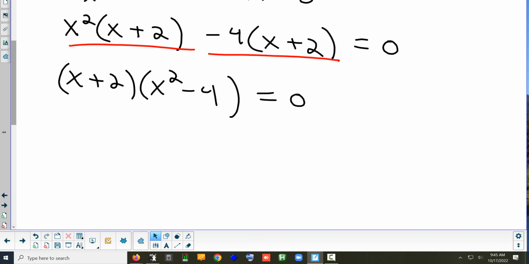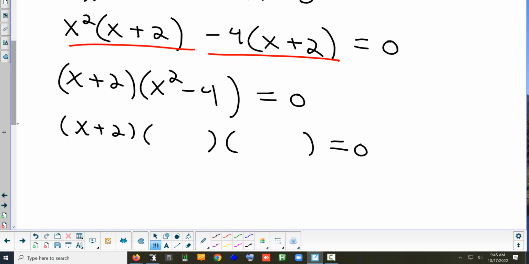This term is as simple as it can get. X plus 2. But x squared minus 4 factors. Does anybody see how x squared minus 4 factors? It's called a difference of squares. It's going to factor into 2 things that are the same, except for the sign. So same letter, same number, one's a plus, one's a minus. Yeah? X minus 2 and x plus 2. Yep, x minus 2, x plus 2.